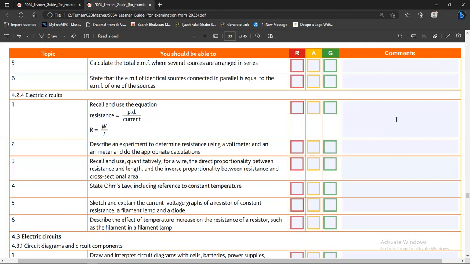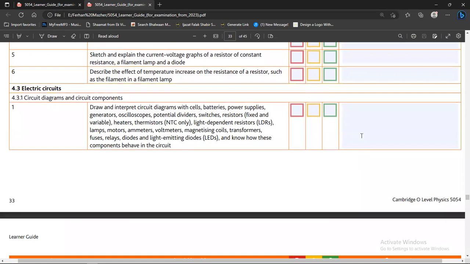Sketch and explain the current-voltage graph of a resistor of constant resistance, a filament lamp, and a diode. Describe the effect of temperature increase on the resistance of a resistor, such as the filament in a filament lamp.